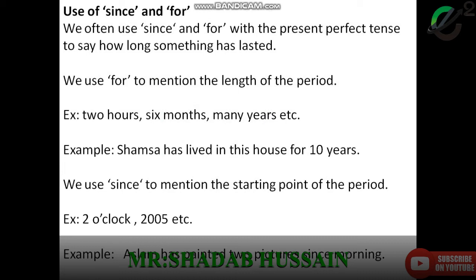अगर ऐसे लिखता Aslam has painted 2 pictures for 8 o'clock, for 8 o'clock means 8 o'clock is the length of the period of time. यानी कि 8 बजे से कर रहा है. We use since because we are just pointing out the starting time. Aslam has painted 2 pictures since morning. यानी कि सुबह से कर रहा है.